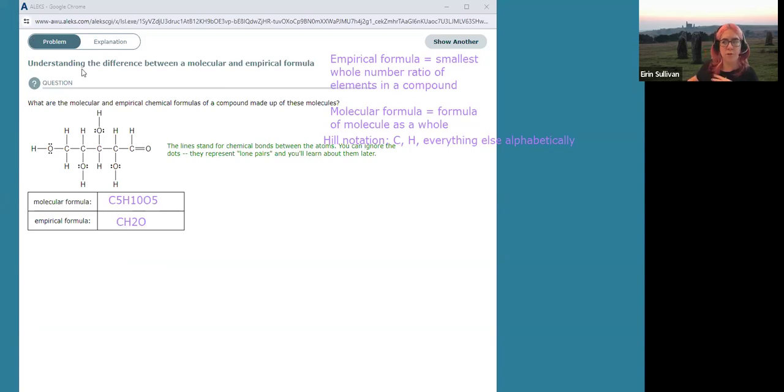Okay, so just remember the difference between empirical formula and molecular formula. I find most students know how to do this question. They just forget the definition of molecular versus empirical. So however you can best remember that, whatever works for you will work.